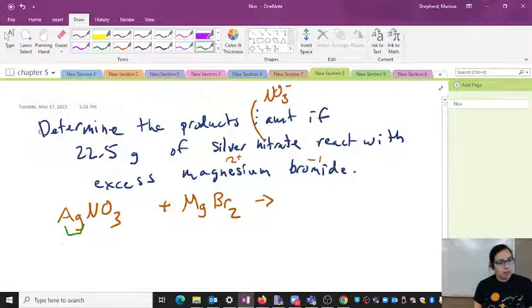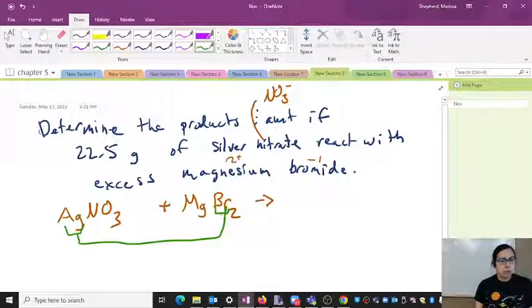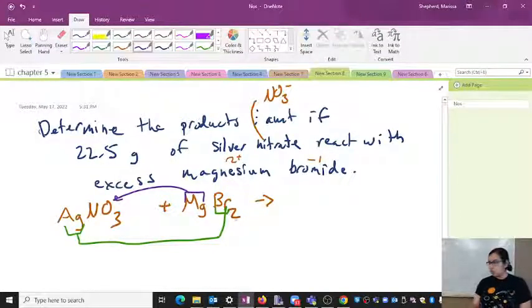There's our double displacement. So with this one, all we want to do is swap our partners. So write our new formula. If we put silver now with bromine, we're just putting our cation with our other anion. And that would leave magnesium with nitrate. Now we just write our new formulas. So what would be silver bromide? How would we write that?